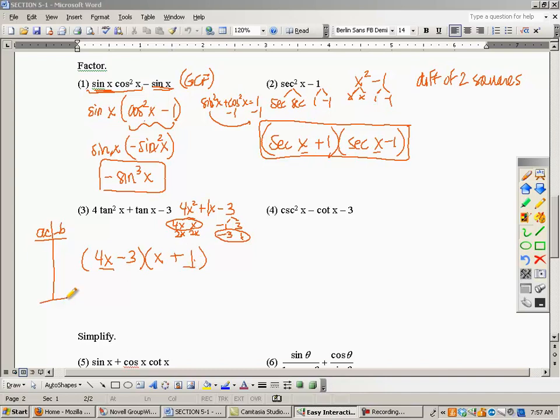You would get the same thing if you used the snip method, but let's write it as tangent. 4 times the tangent of x minus 3 times the tangent of x plus 1. And I'm okay if you write it in the x form first, but your answer at the end has to go back to the trig function we're working with.